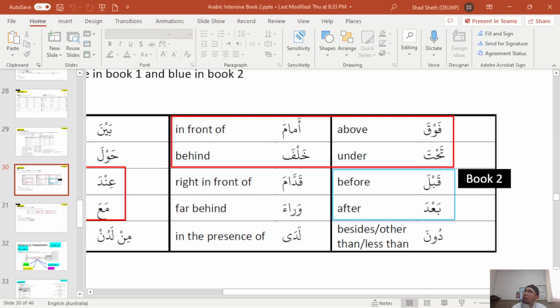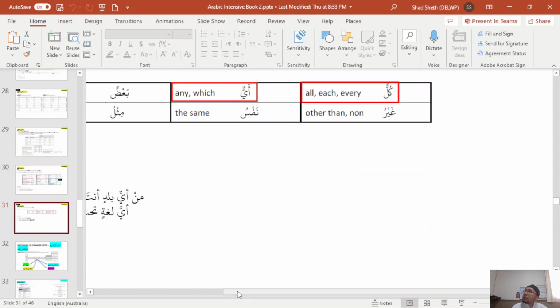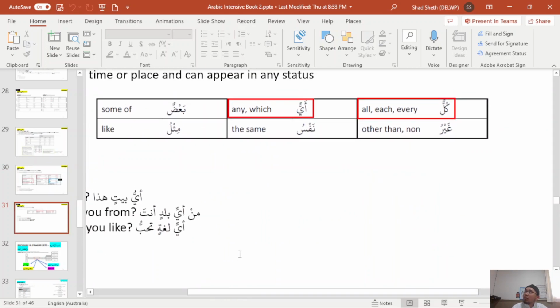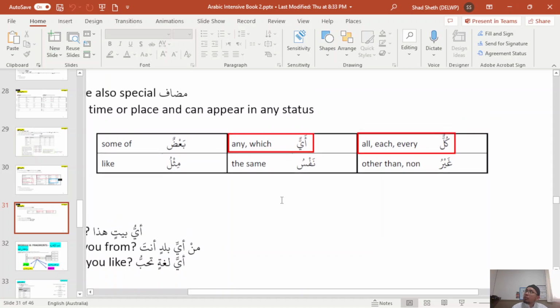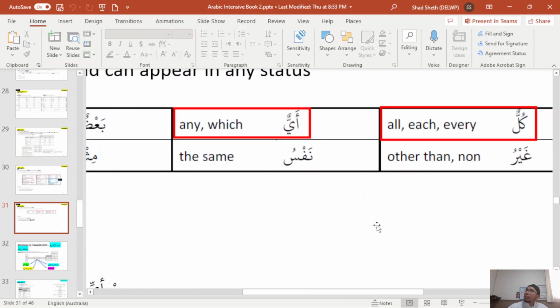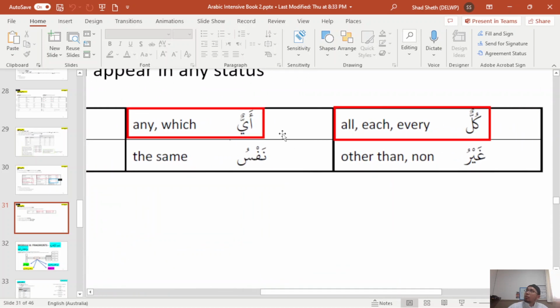Now, the next slide. Same thing, but this is not zarf. This is like special mudaf. We call it special mudaf. So, in order to say things like any or every, you use ayu for any, and then kullu for every. You will see a lot of kullu in Quran. Ayu is what I use now. Yeah, ayu as well.